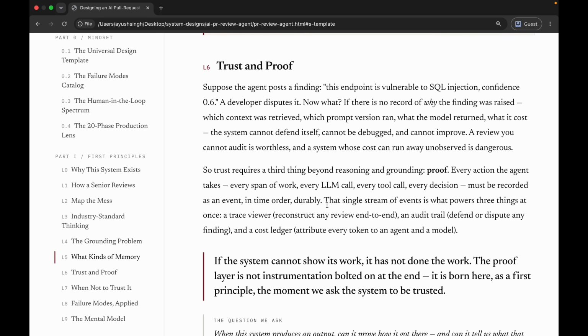Now, the single stream of events is what powers three things. First, a trace viewer: we should be able to reconstruct any review end to end. If it has reviewed anything, we should know what it did, what it retrieved, every single traceability. Second, an audit trail: it should be able to defend or dispute any finding. And third, economics, which means how much it is costing to run the entire system.